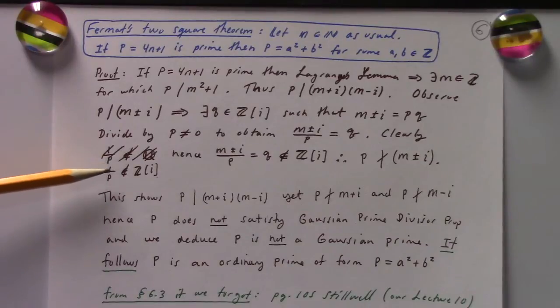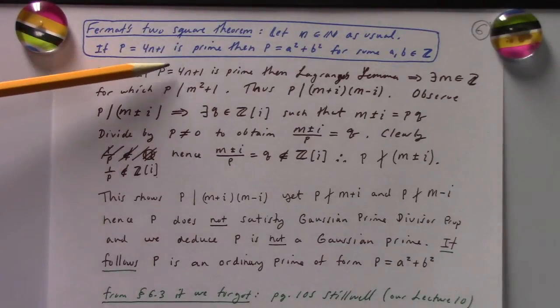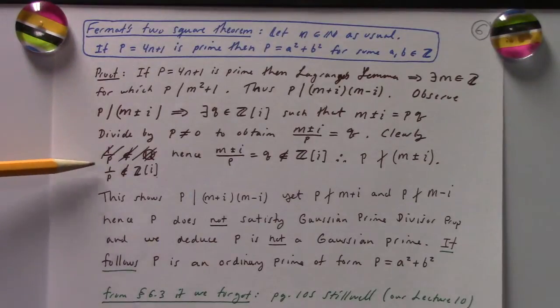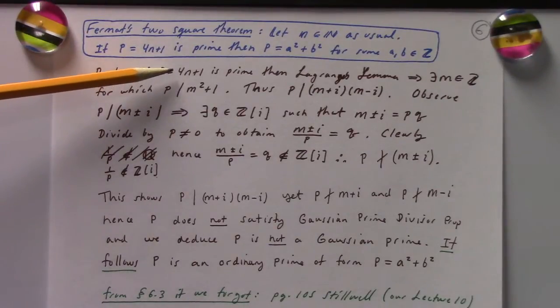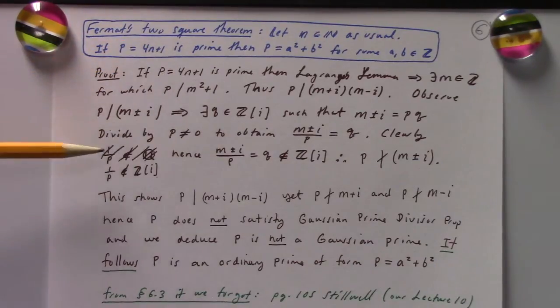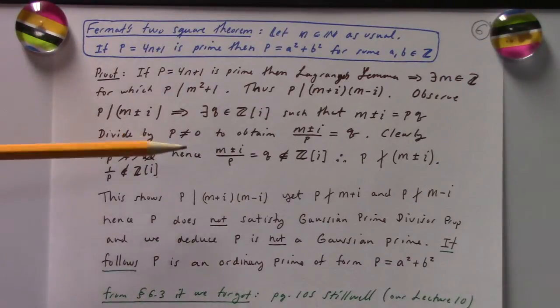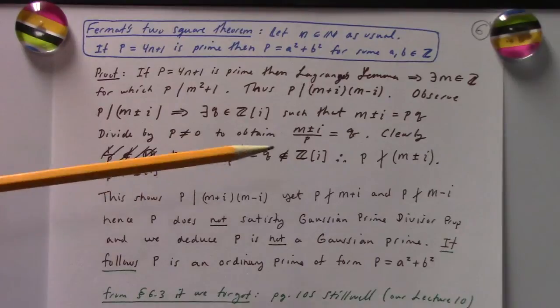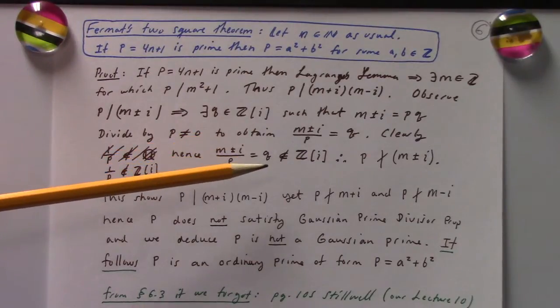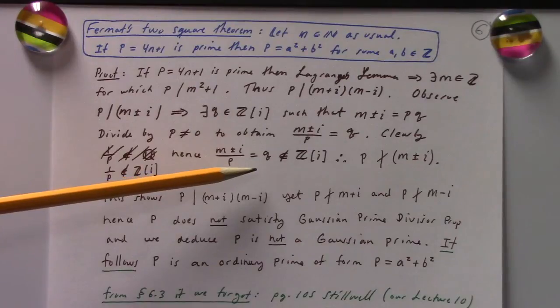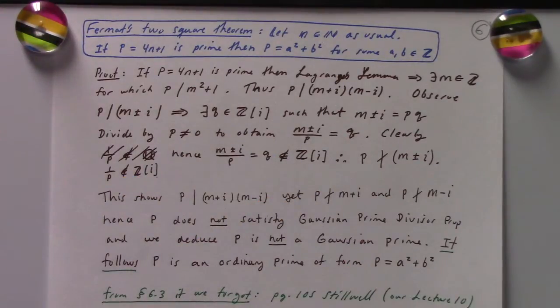It's, you know, whatever, 3, 5, 7. Oh, I better choose the right kind of primes. It's one of these guys. But anyway, 5, what's another one, 13, 17, so forth. Anyway, so the point is that p cannot divide m plus or minus i. Can't divide m plus i. p cannot divide m minus i. Why? Because that would say that the q here was not a Gaussian integer, which is a contradiction to saying that it divides it. So therefore, p does not divide either of these factors.